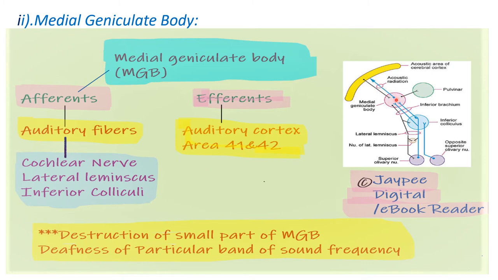and this medial geniculate body also has connections with the other thalamic nuclei like pulvinar and also with the inferior colliculus. It is seen that if there is destruction of even a small part of the medial geniculate body, it leads to deafness of a particular band of sound frequency. So now we say that the thalamus is one of the relay stations. Now we are clear how the auditory sensations are relayed here.